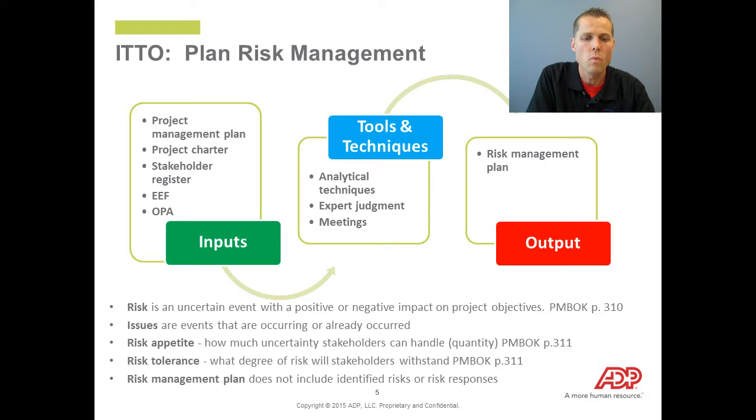So when we're planning risk management, we're asking ourselves, how are we going to conduct the risk management plan? Not identifying the risks or analyzing or doing things specific, because we haven't identified them yet. We're just planning how are we going to do this. And when we think about that, we really have to keep in mind the needs of the stakeholders, like their risk appetite, how much uncertainty stakeholders can handle, and their risk tolerance, which is the degree of risk the stakeholders can withstand. And again, we're not identifying risks or risk responses during the risk management planning process.